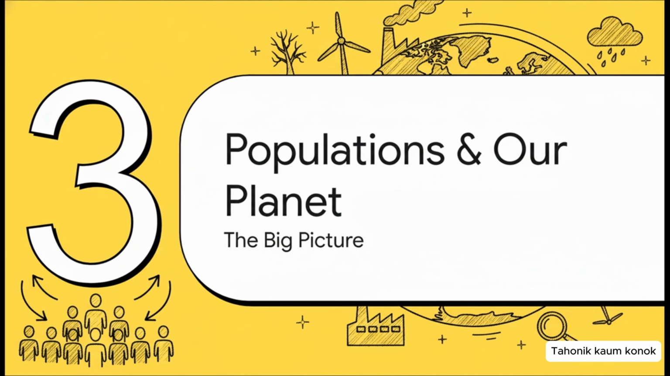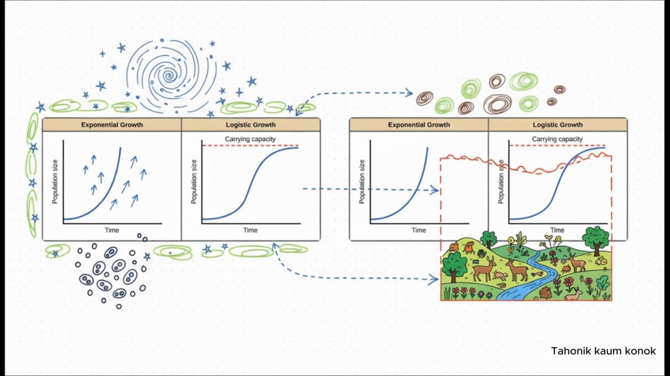So, from those individual interactions, we're going to zoom out one last time to look at the biggest picture of all: how populations of living things grow, how they change, and how they affect the entire planet. These two simple curves tell a huge story about life. On the left, you've got what's called exponential, or J-shaped growth. This is what happens when a population has unlimited food, unlimited space, and it just explodes.